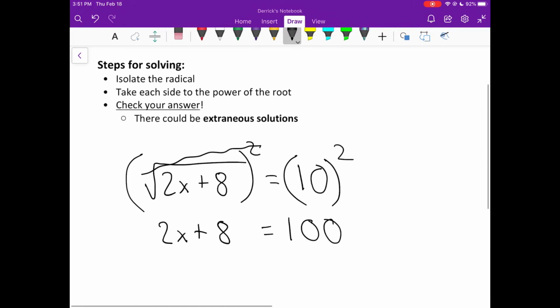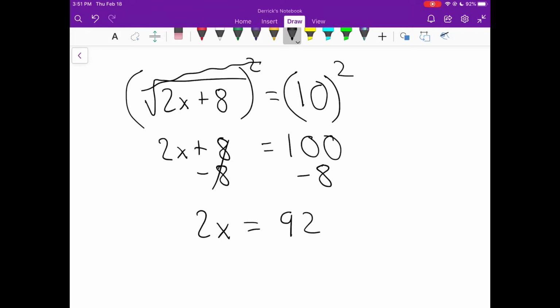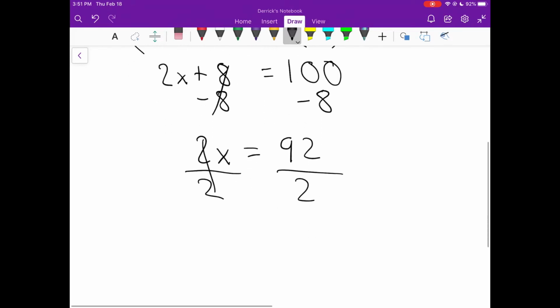Now that we have canceled out the radical, you just solve this out like you would any other type of linear equation, any other type of normal equation like this. We're trying to get x by itself. So our first step would be we want to subtract 8 to the other side, 100 minus 8, giving us 92. Then we'd want to divide by 2, and 92 divided by 2 would give us x equals 46.